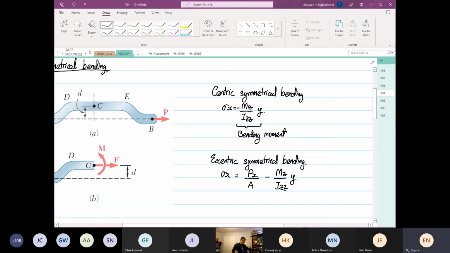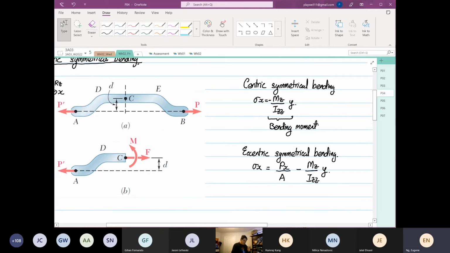We classify it as eccentric because under this configuration there is a moment applied at point C, and there's also an axial force applied at point C. So over here, this load is induced by the axial force, and over here it's induced by the bending moment.